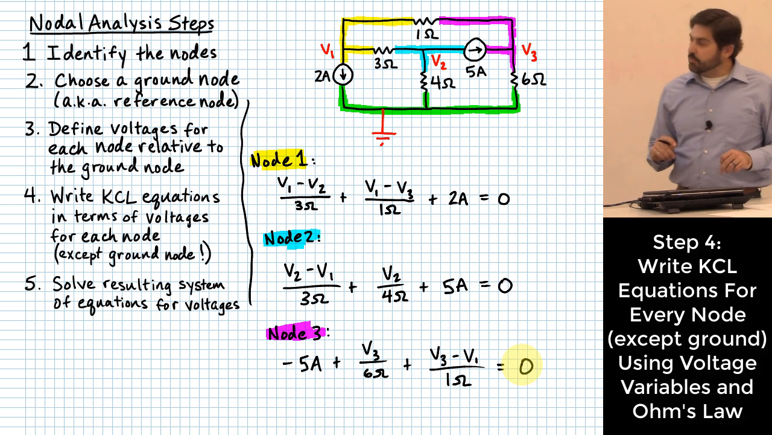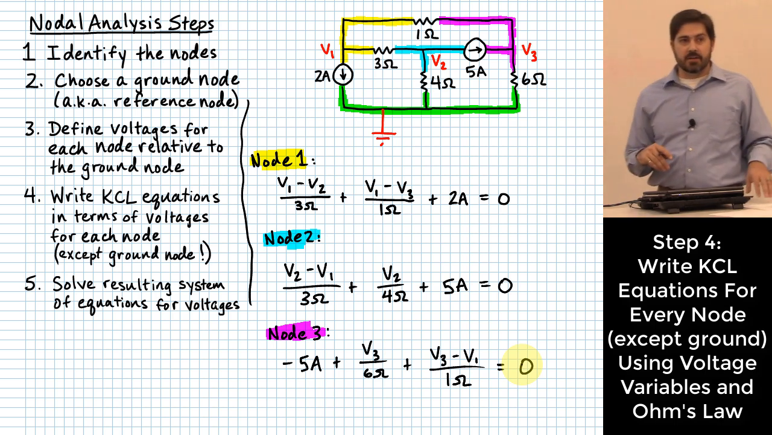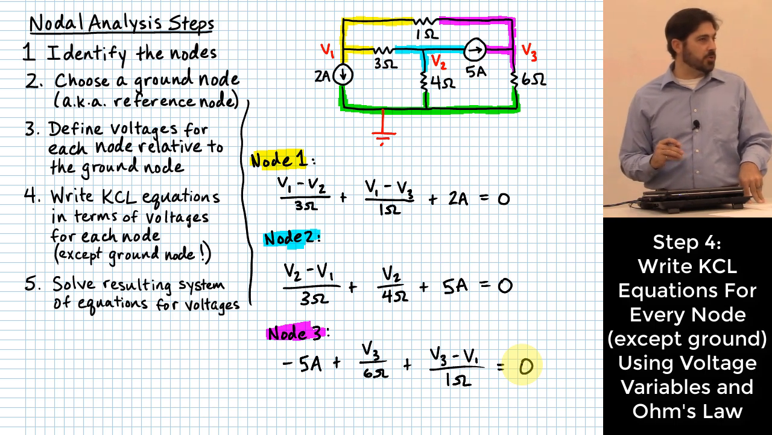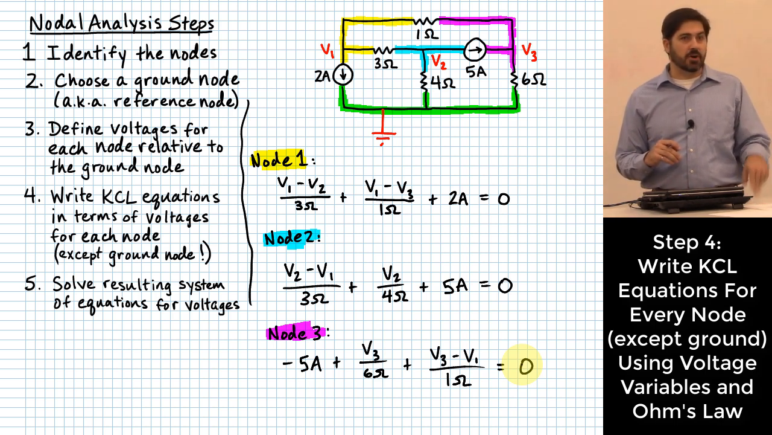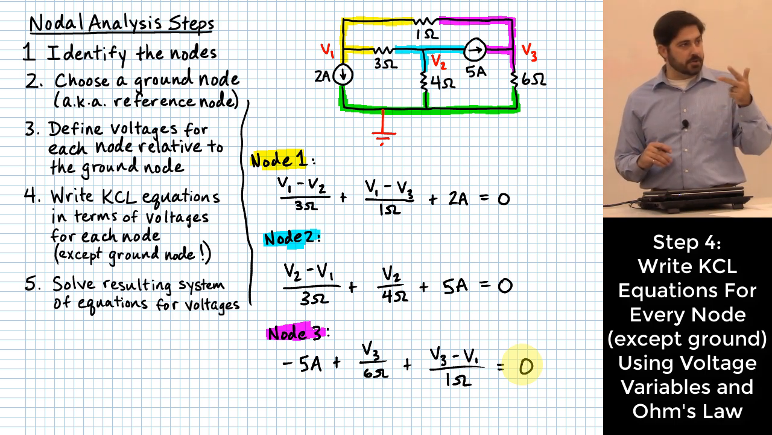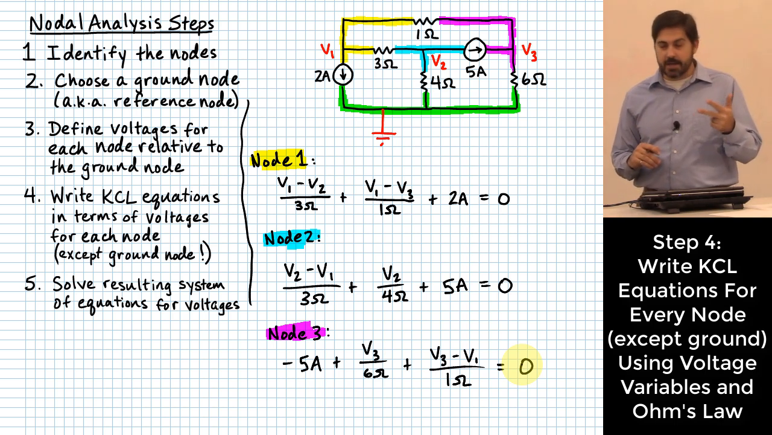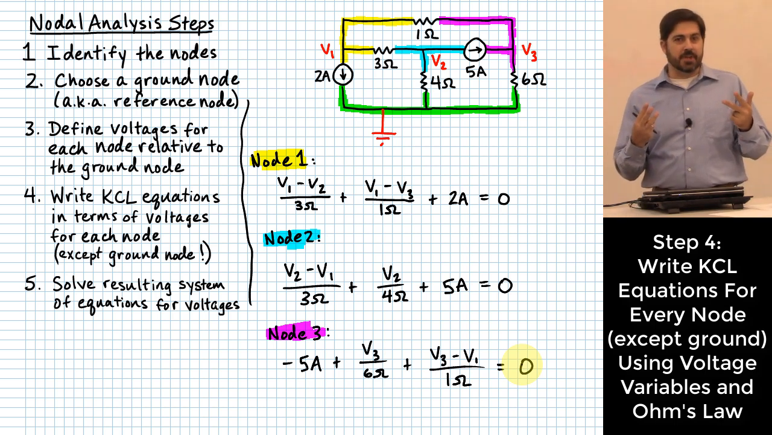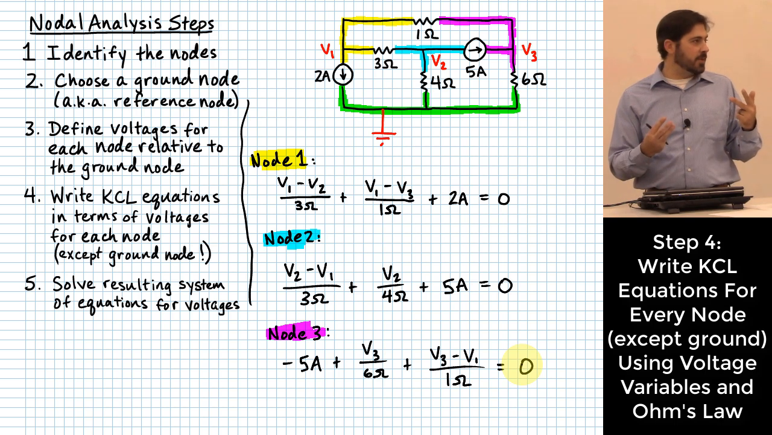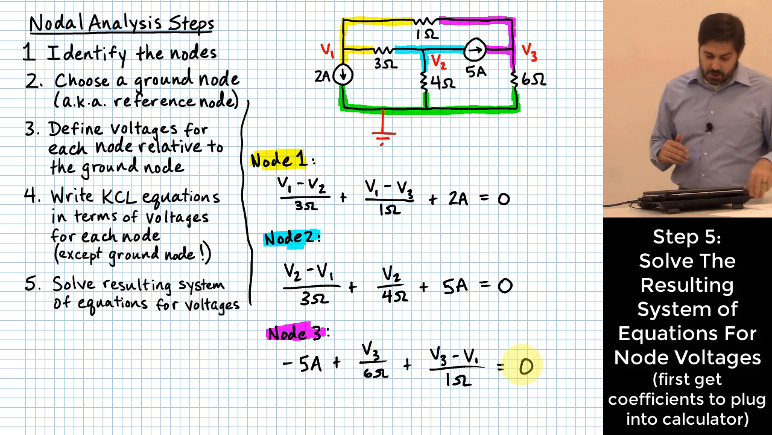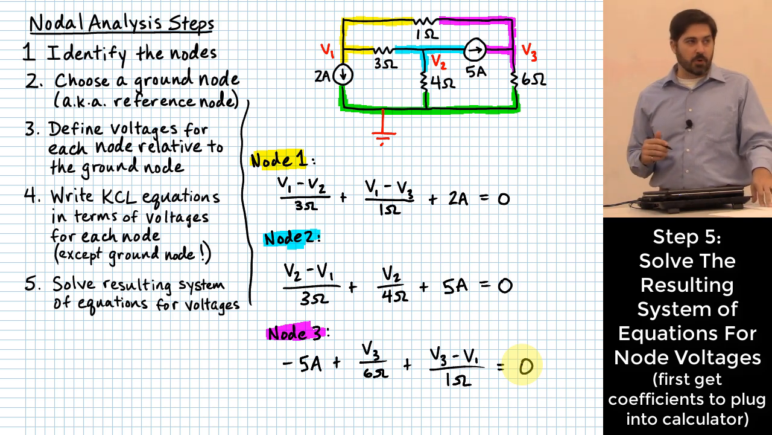All right, now that we have written all those things down, let's take stock. How many unknowns do I have total? They are V1, V2, V3. So there are 3 unknowns. How many equations did I write? 3. So things are looking promising. We might be able to get to the bottom of this. Step 5 says, solve the resulting system of equations for voltages.